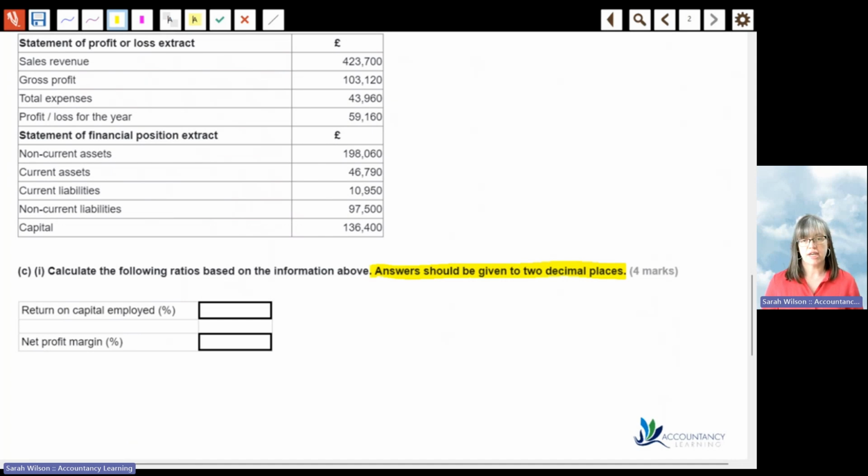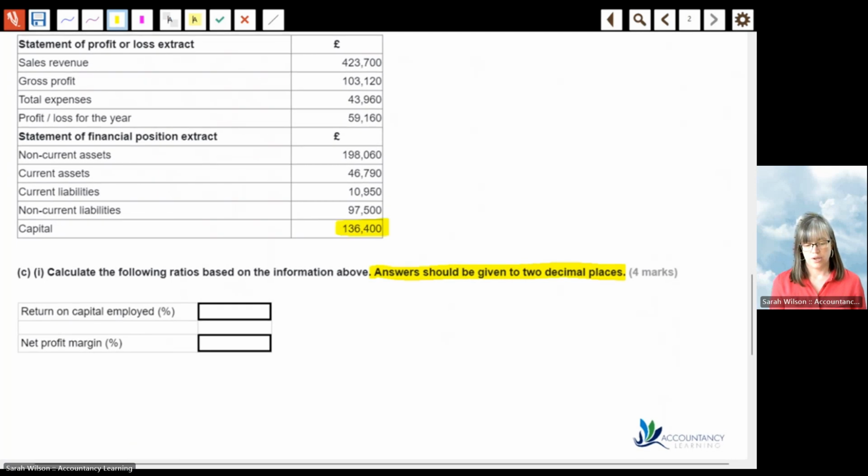So our return on capital employed. So this is about what is the return on the money that's actually been invested into this business. So for that, we're going to need a couple of different things from the information given. So we need to work out what has been invested. So what has been invested is our capital. And we're also going to have a look at our non-current liabilities. So let's highlight both of those.